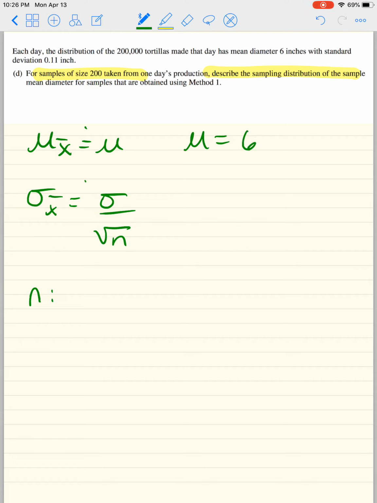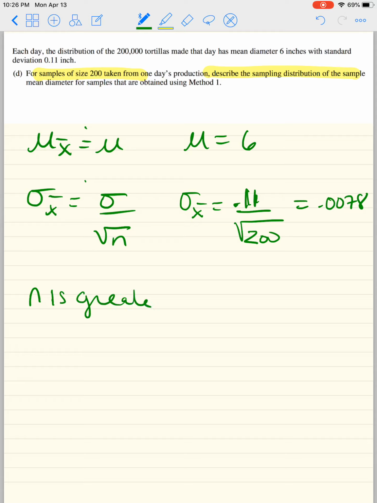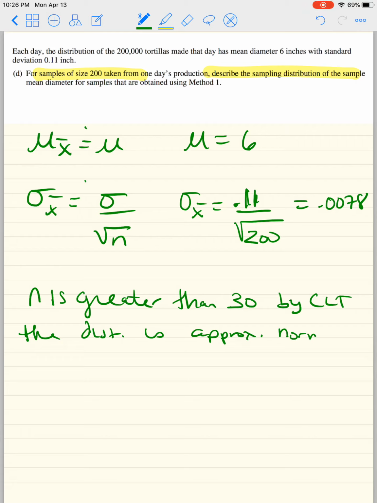I have a calculator here. So that's going to be 0.0078. And then since n is greater than 30, by the central limit theorem, the distribution is approximately normal. So that's how we describe the sampling distribution. It will be asked on the AP, guys. Okay, so center, shape, and spread.